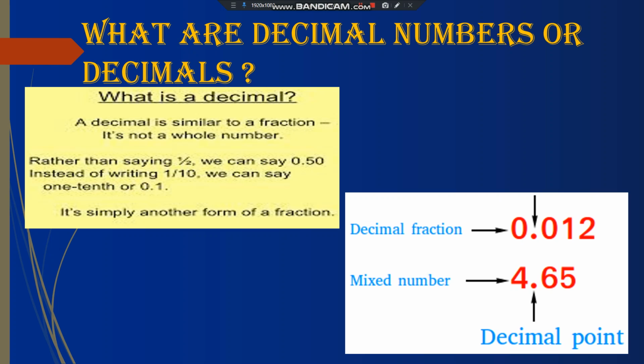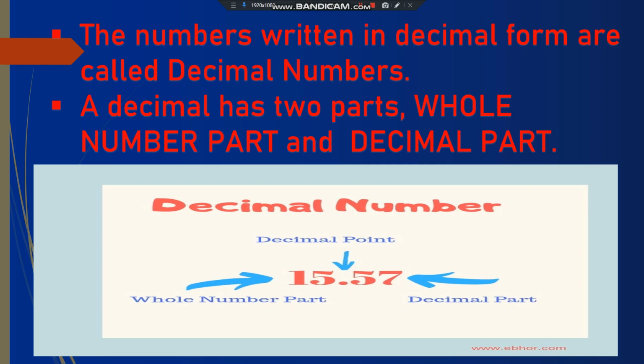Let's take two examples. 0.012, 4.65. The point here is the decimal point. 0.012 is a decimal fraction, whereas 4.65 is a mixed number. Let's understand more about decimals. The numbers written in decimal form are called decimal numbers.